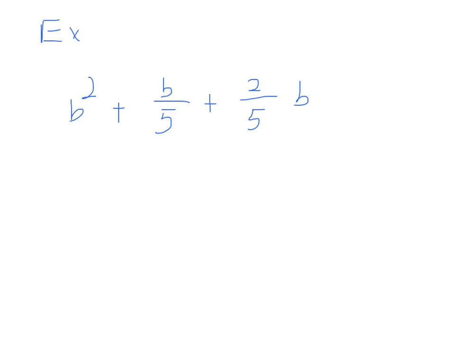Okay, let's look at this example. This one's a little trickier. Okay, we have b squared plus b over 5, plus 2/5 b. Well, what's in front of this b squared? There's a hidden 1, right? What's in front of this b right here? Well, there's another hidden 1.